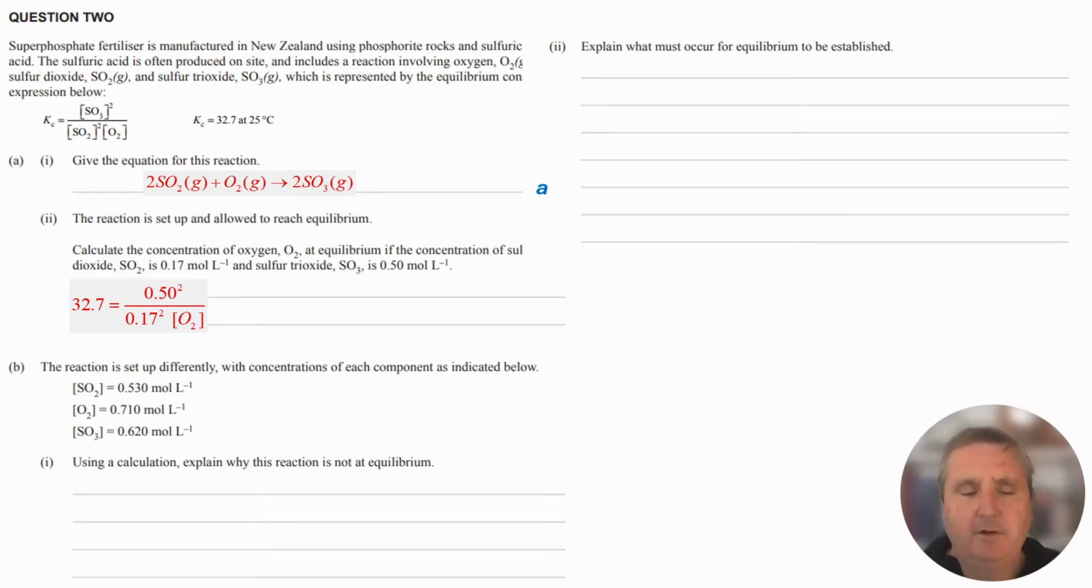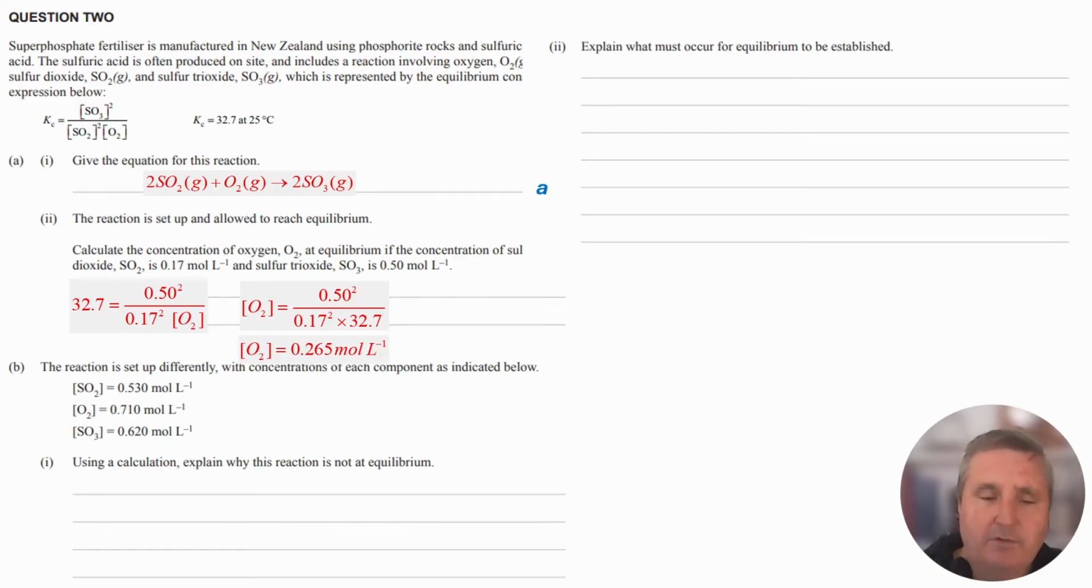Here we've got 32.7 equals. The first step is substituting, so we just substitute our values into the algebraic symbols we're given. And then the second step is to rearrange and solve. So I rearrange it here and I solve to find that the answer is 0.265. Now, if I just go back to part 1 here, if we got this correct, we got an achieved.